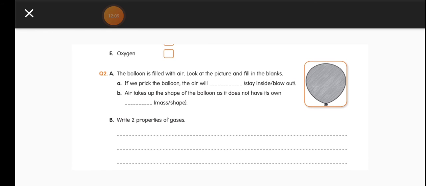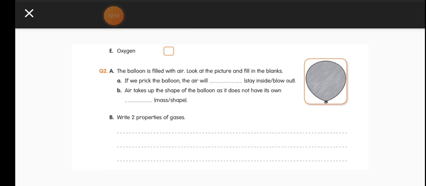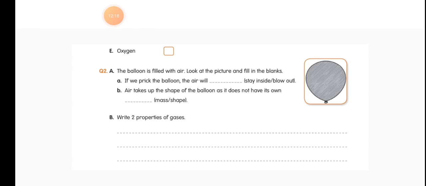Write two properties of gases. Gases do not have a particular shape and do not have volume. They flow in all the directions. You can write these two points in your workbook page number 15 in your own words.